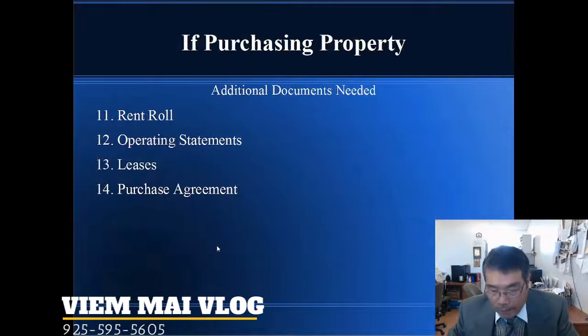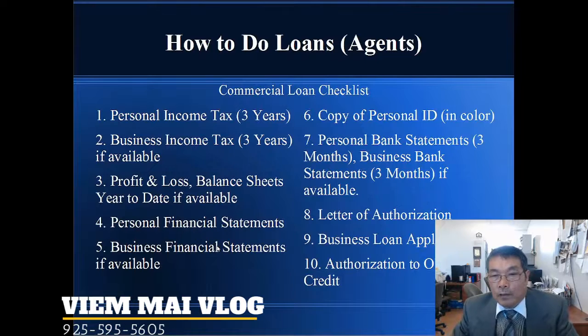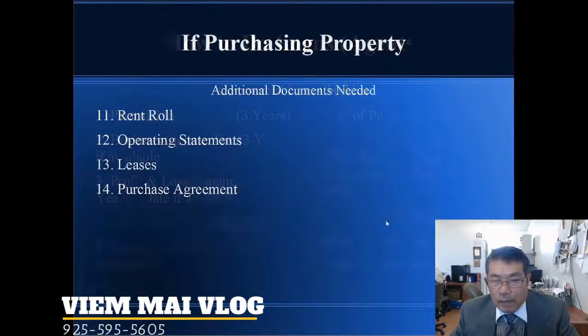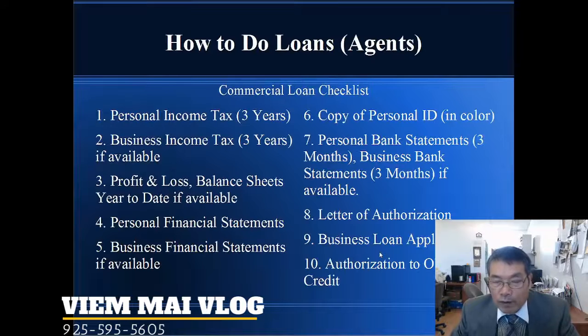We need a copy of ID, to be in color, and a personal bank statement 3 months, and the business 3 months, if they have it, but at least we collect at least 2 months of bank statements or the investment they have. And the letter of authorization, we have this one provided to you in the package, and the business loan application, authorized to obtain a credit. Though this number 8, 9, and 10, all this we already have the form in our company to provide to our agent.